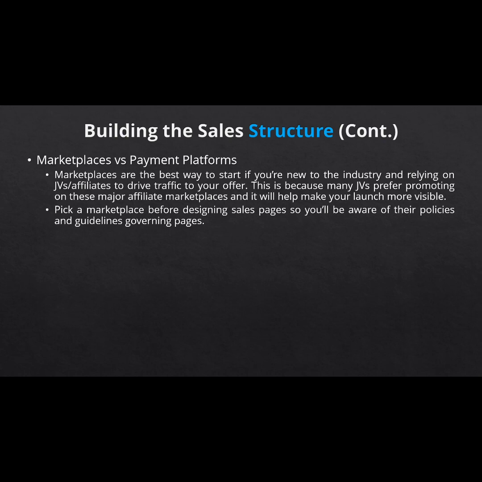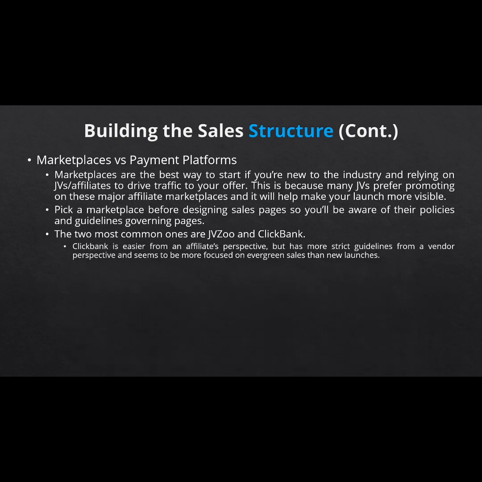For a long time, ClickBank was the preeminent go-to affiliate marketplace for digital goods. In recent years, however, JVZoo has emerged as an even more popular marketplace for hard launches. ClickBank has the benefit of being a little easier to use from an affiliate point of view because most products don't require you to wait for the vendor to manually approve you as an affiliate. However, ClickBank also is much more strict in its guidelines for vendors and their pages, and they also seem to be more evergreen-oriented than launch-oriented.